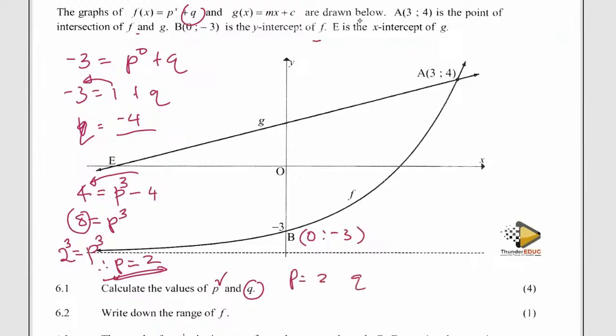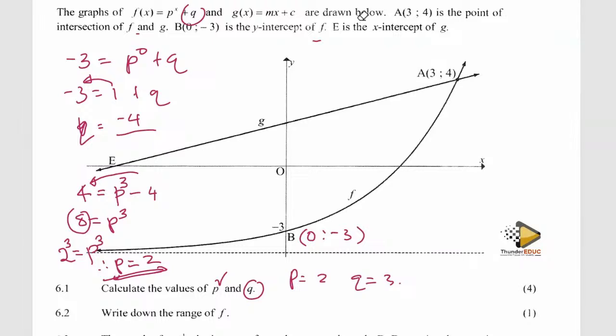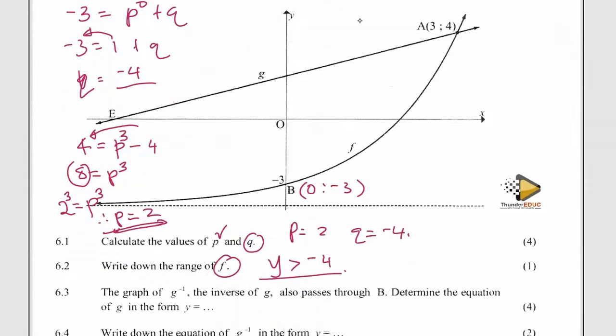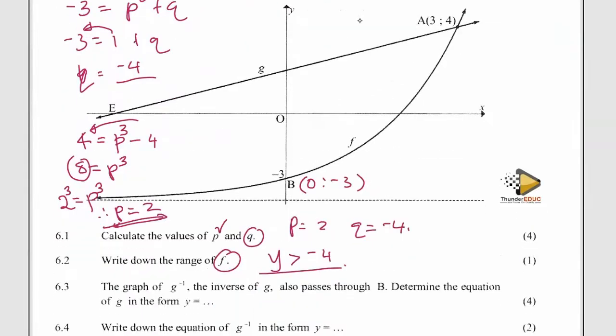All right, so p is 2, and then q is basically -4, not 3. It's -4. Then they want the range of f. So for range, we are looking at the y values. So y must be greater than the asymptote. It's above. Then the graph of the inverse of g also passes through B. So if the inverse is passing through B, determine the equation of g.